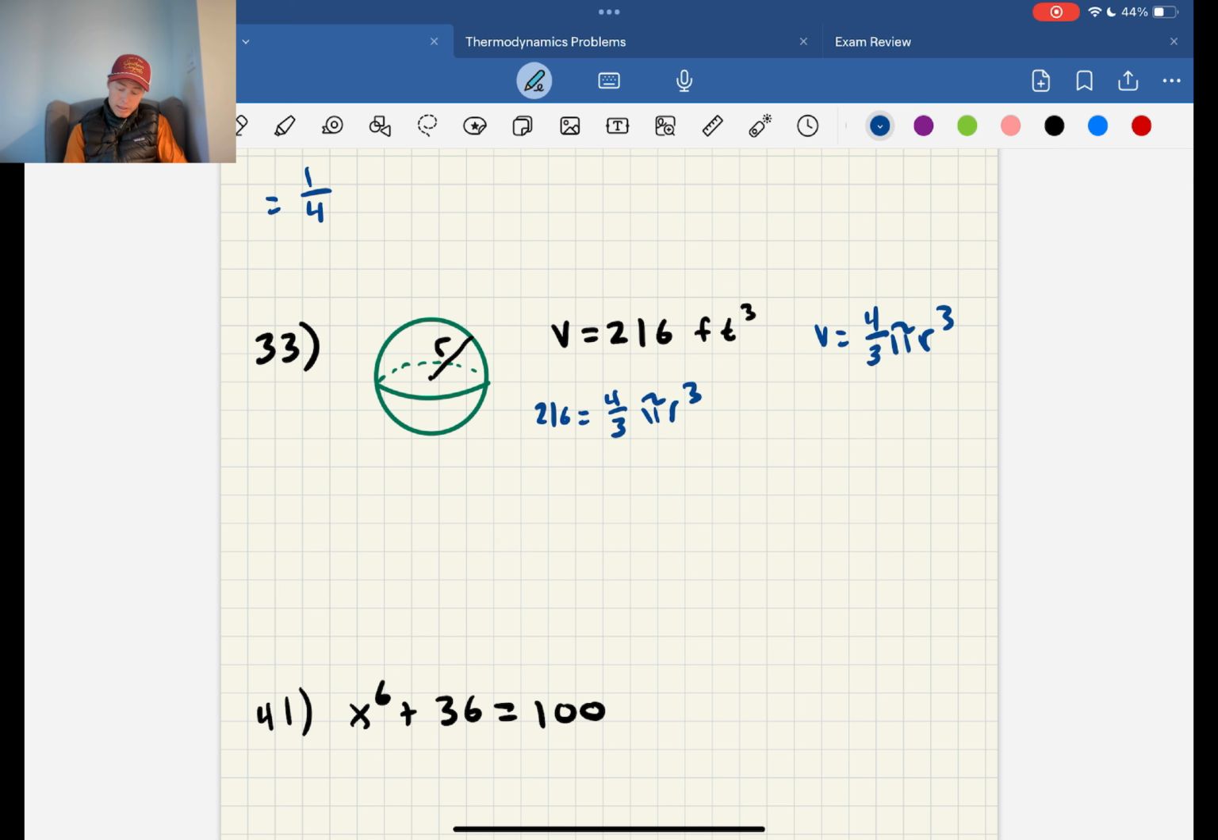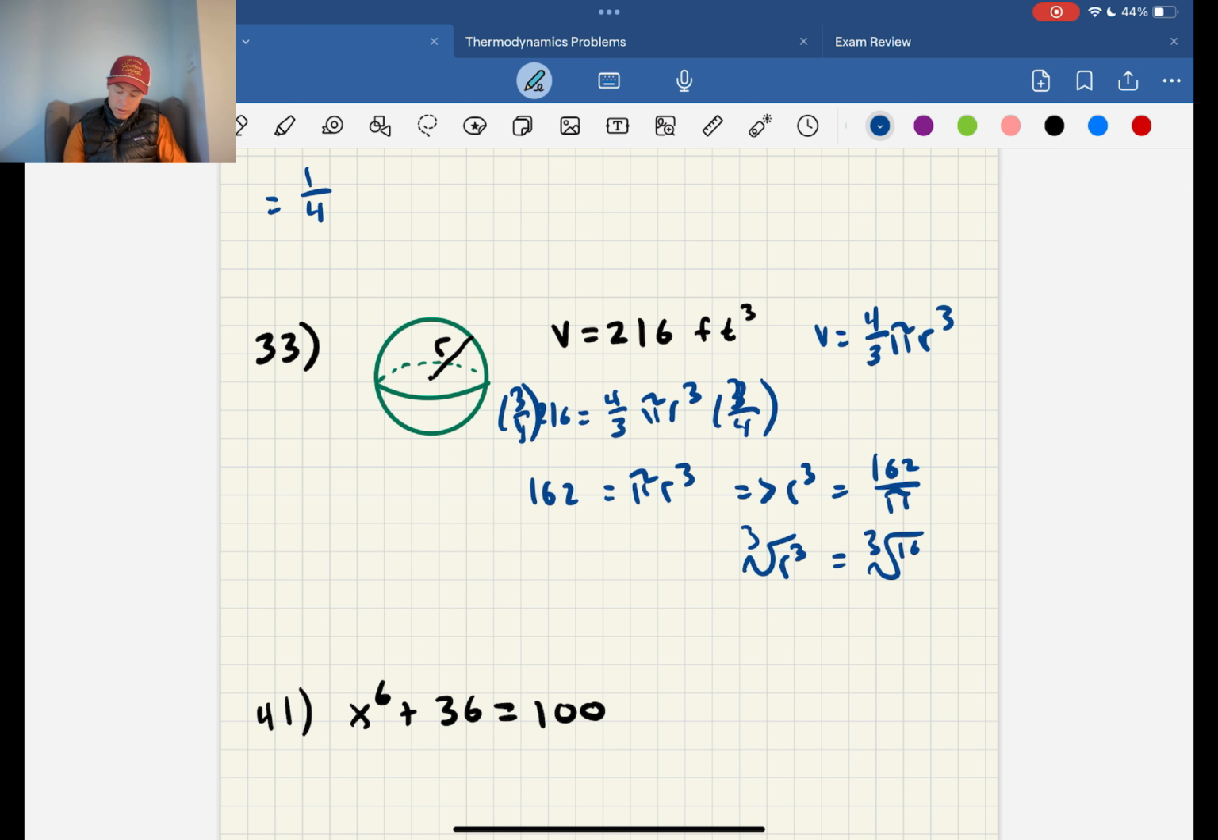So we'll multiply both sides by 3 over 4 to get rid of that 4/3 in the front. 216 times 3 over 4, that's 54 times 3, which is 162, equals pi r cubed. And then we'll divide both sides by pi, which gives us r cubed equals 162 over pi. And then to get r by itself, you take the cubed root of both sides, which will undo the cube on the r and put a cubed root over on the right side.